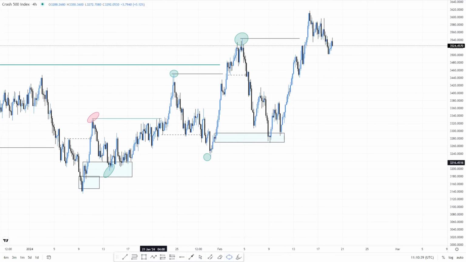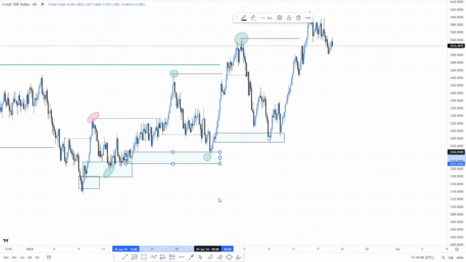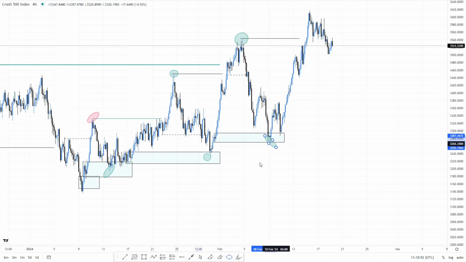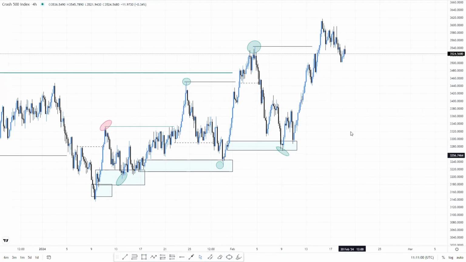Even here, they also gave you this pullback to this demand area. Going to a lower time frame, you can get this entry and this entry so easily, very easily. So right, it was like this.